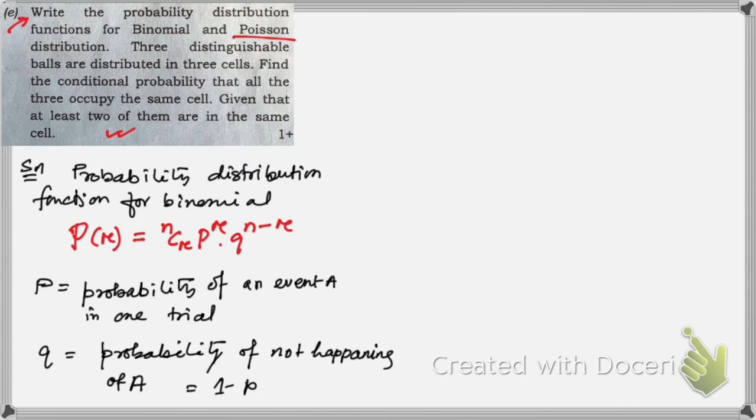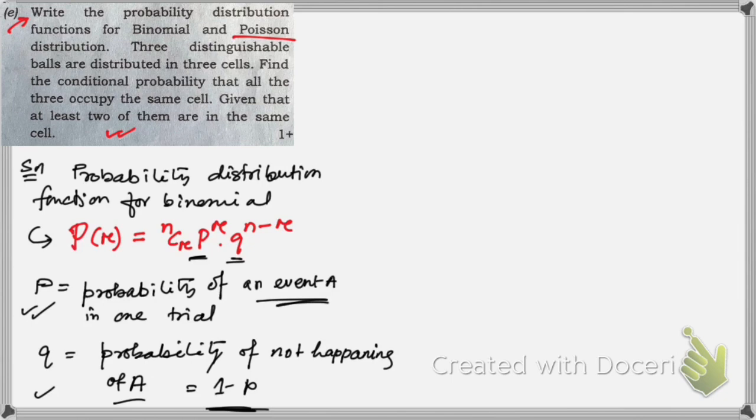So our next question is to write the probability distribution function for binomial and Poisson distribution, and then we have a problem that we need to solve. First let me write the probability distribution function for binomial. So this is the probability distribution function for binomial, and I have written the meaning of P and Q here. Q is equal to 1 minus P, the probability of not happening A, and here P is the probability of happening A in one trial.